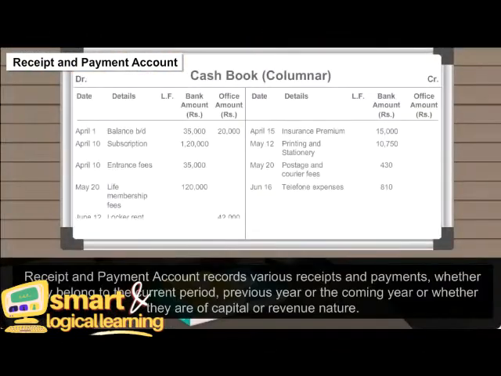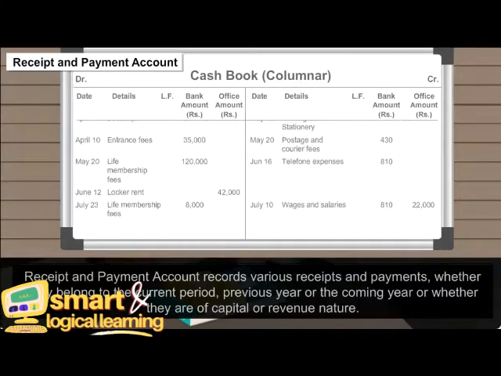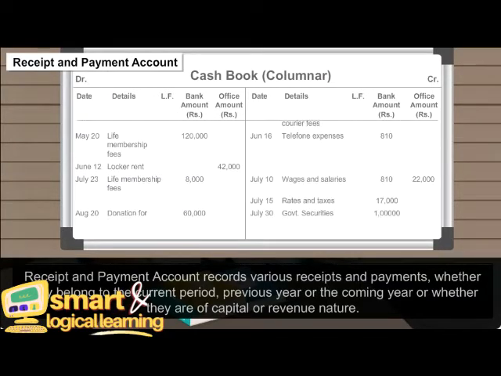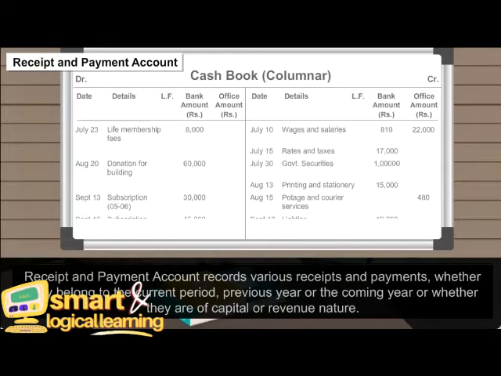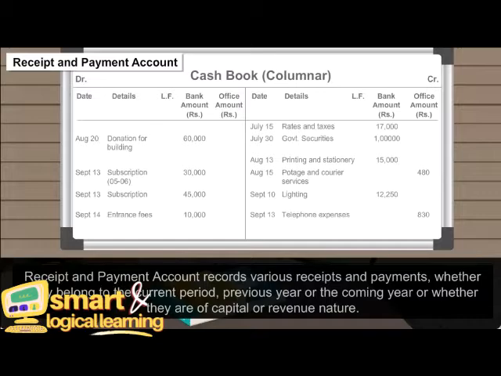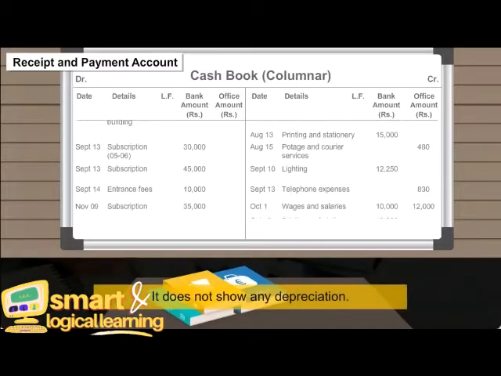Receipt and payment account records various receipts and payments, whether they belong to the current period, previous year, or the coming year, or whether they are of capital or revenue nature. It does not show any depreciation.